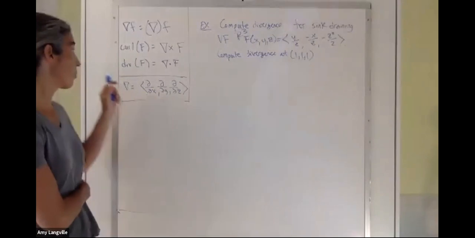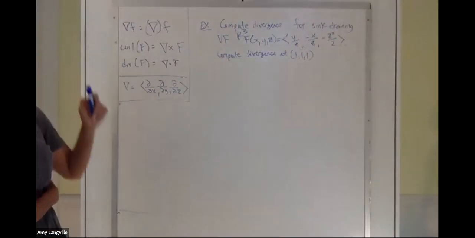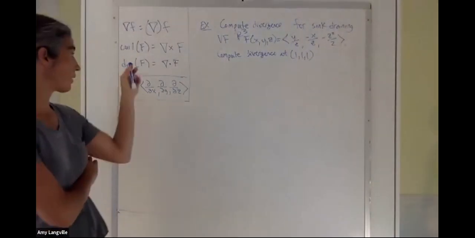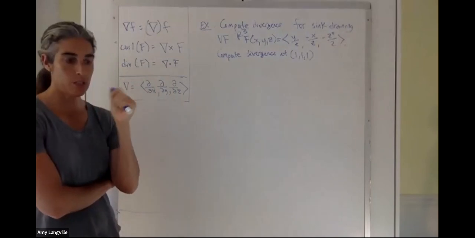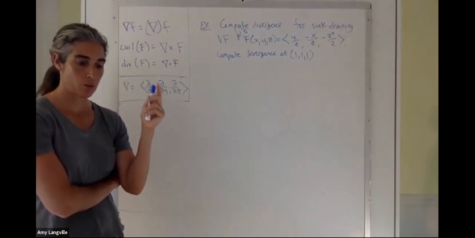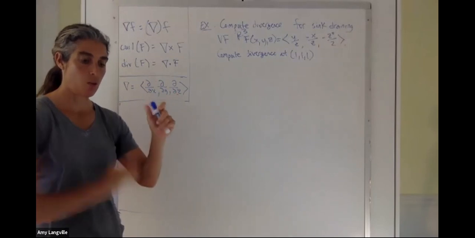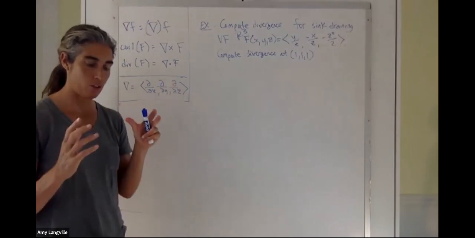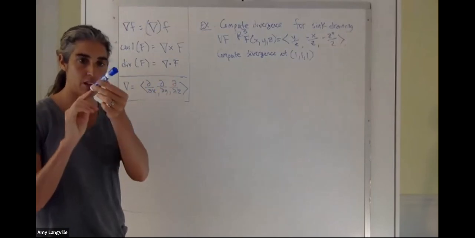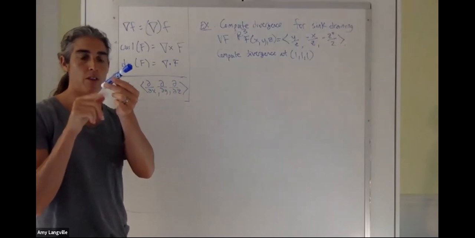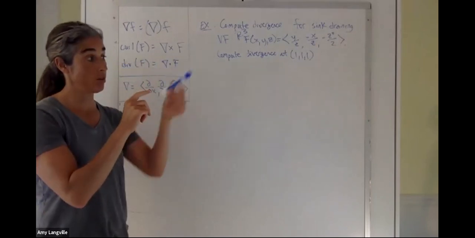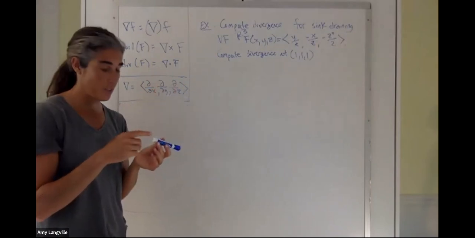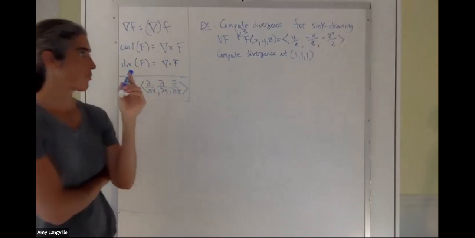Okay, a couple more things about curl, and then we'll get into divergence, the last del operator we want to talk about. So curl, we showed with the last example with the sink draining, we computed curl at different points in that field and looked at the different vectors that we had and talked about how that made the rotation. Maybe this was a really long vector and spin really fast here. So this gave an axis of rotation.